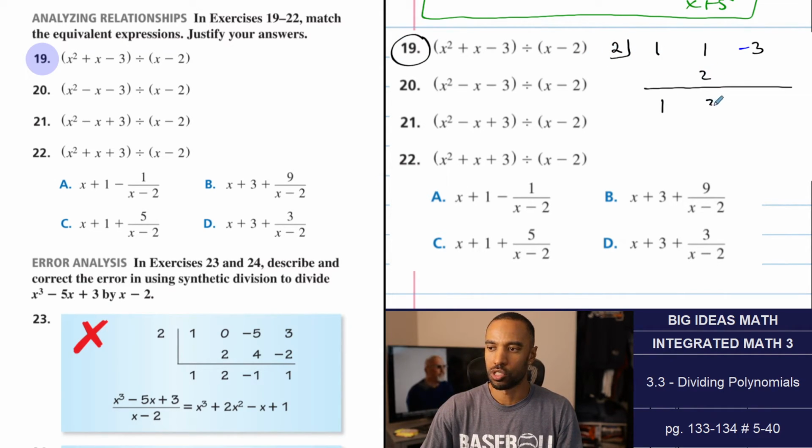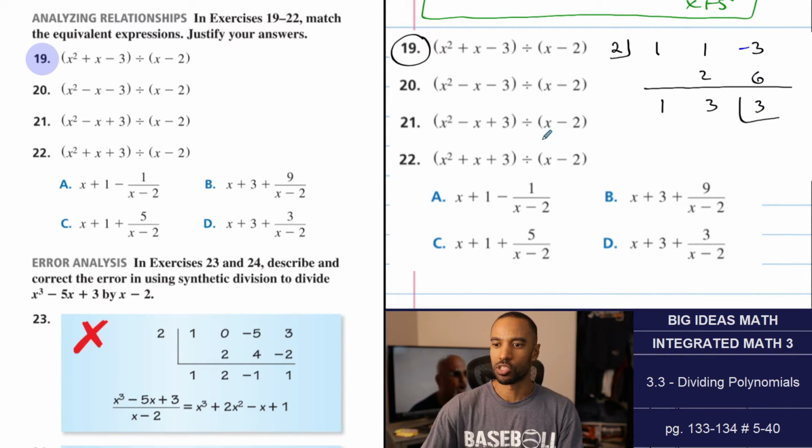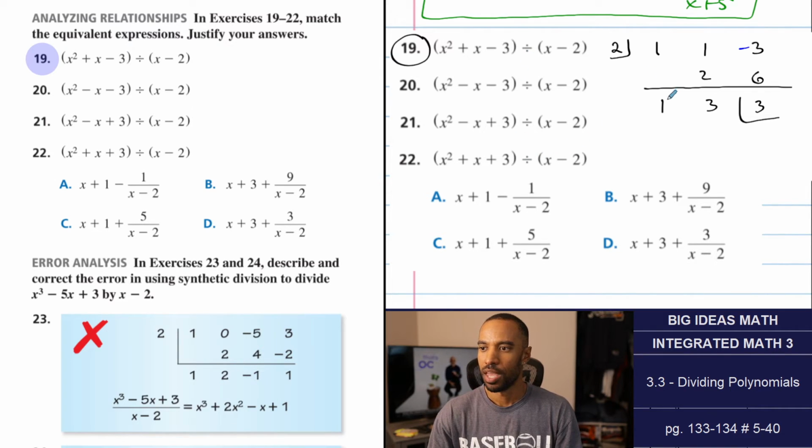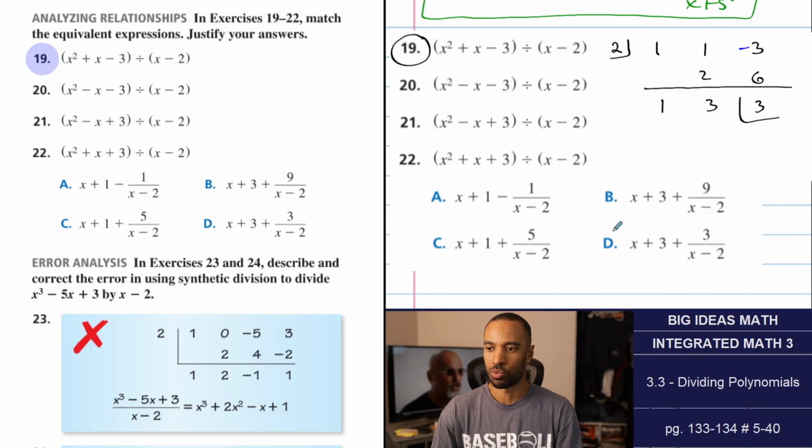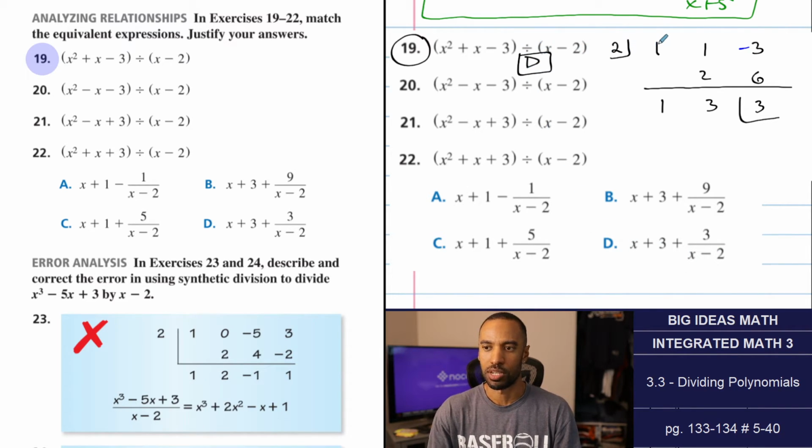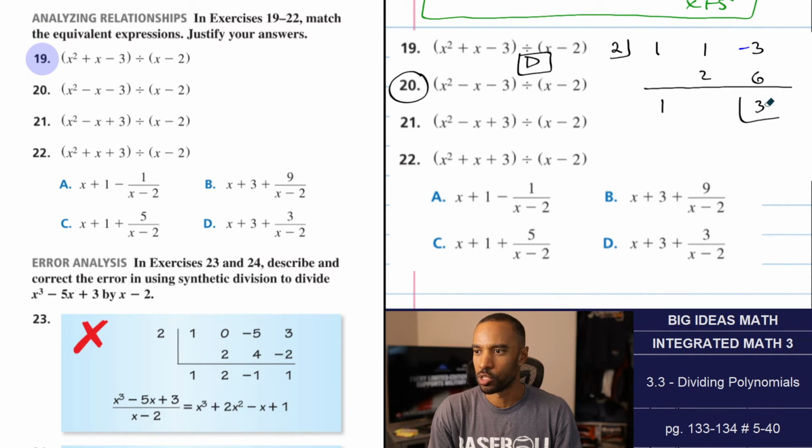Bring the 1, multiply by 2, add that, multiply by 2, add that. So this result is going to be, for number 19, x plus 3 with the remainder of 3 over x minus 2. That's going to be option D. Number 19 is option D. Okay, let's go to number 20. Let's do the same stuff here. I guess the 1 is always brought down as well, so we can even do that, right? I'm just trying to speed up the process of these 4 problems.